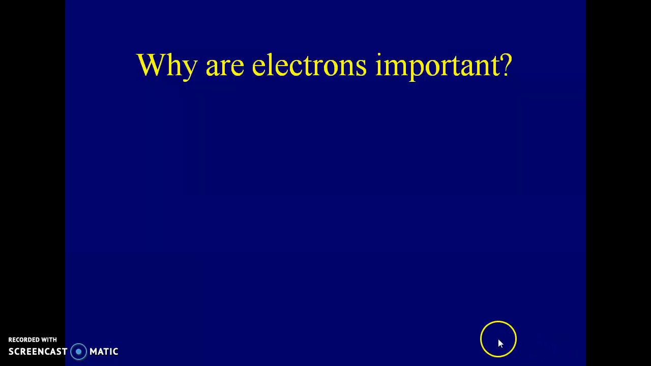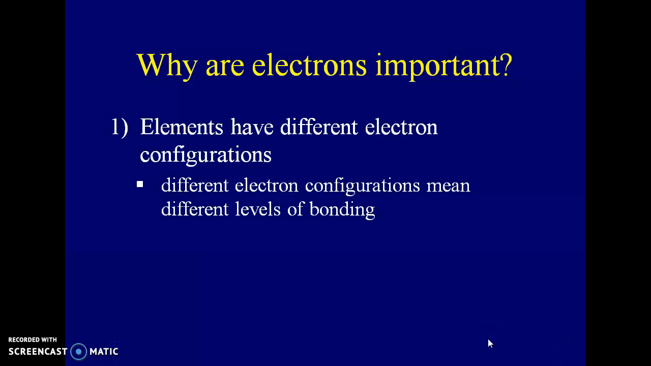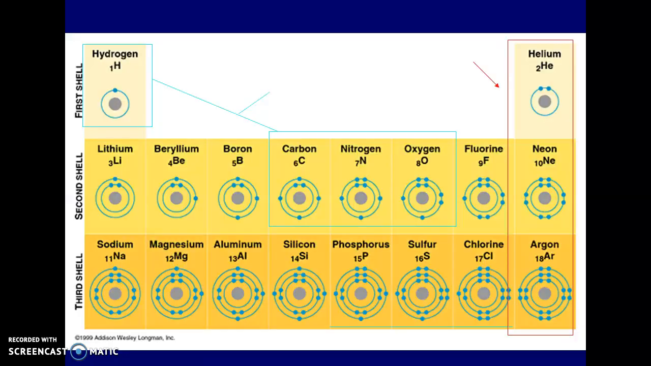Why are electrons important? Elements have different electronic configurations, and different electronic configurations mean different levels of bonding. If we focus on this sheet, in the first shell is hydrogen, in the second shell lithium, beryllium, boron and others, and in the third shell sodium. If the atomic number is 1, that means 1 electron always enters the first shell. In the second shell we have lithium, beryllium and others.